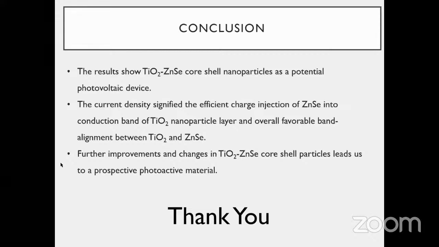Okay, so as we can see here, the preliminary results show that there is a potential application for photovoltaic devices using TiO2 zinc selenide core shell nanoparticles. The current density shows that more excitons are generated in zinc selenide, and they are injected into the TiO2's conduction band minimum very efficiently, so that we can collect them through the FTO. Further improvements in TiO2 zinc selenide core shell particles will lead us to a good prospective photoactive material. Thank you.